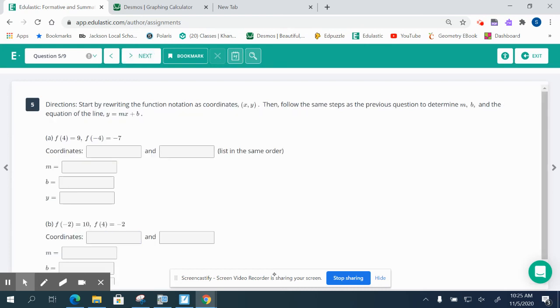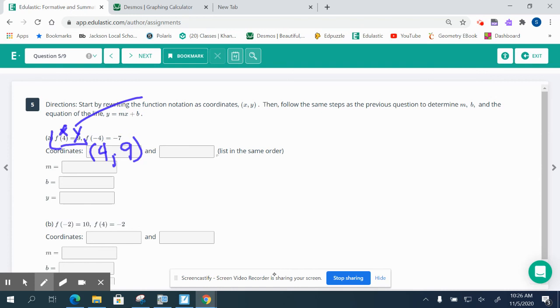And then when you get to number 5, remember that this function notation, which we kind of learned from the bonus question in your last test, that means, oh wait, no, that was not a bonus question. That was a regular question. But anyways, so f of x equals y, this 4 would be your x and 9 would be your y. So you would write it as a coordinate 4, 9. Okay, and then you would write the other coordinate, and then you would do the same process.